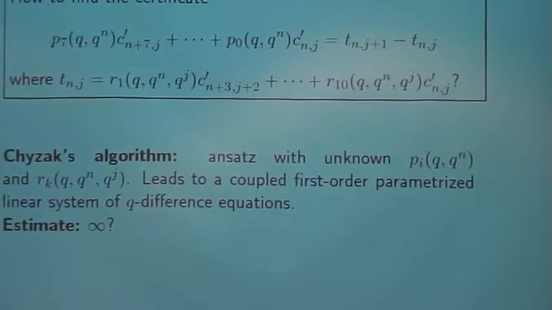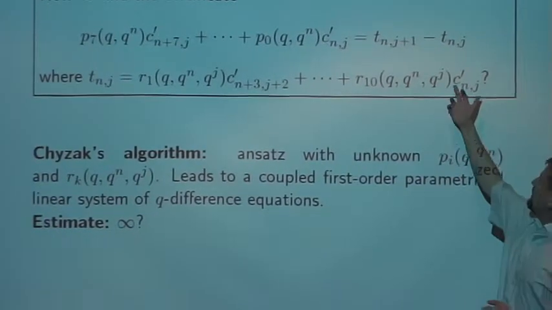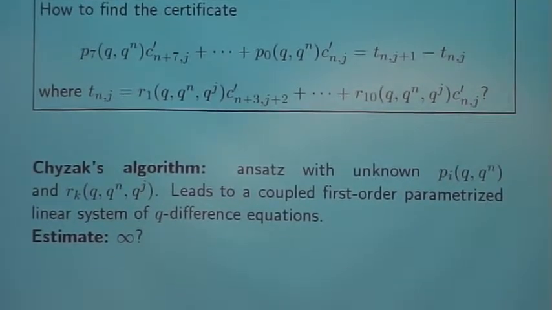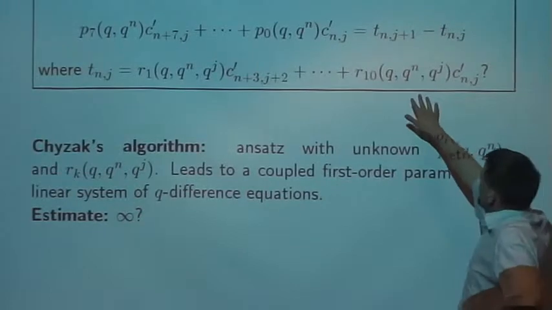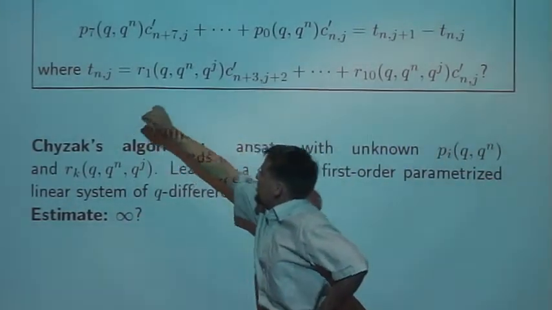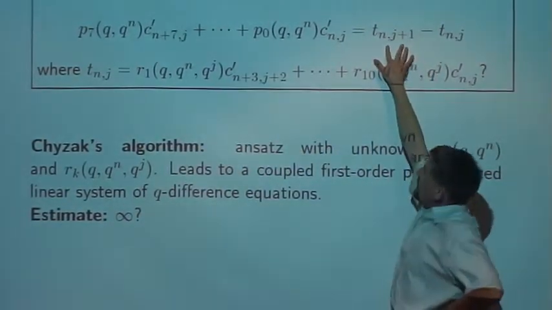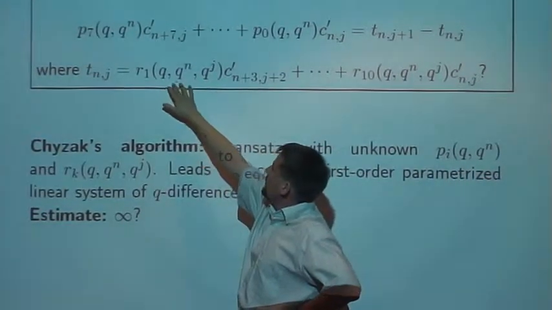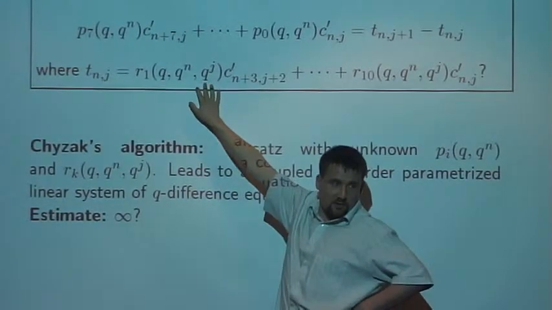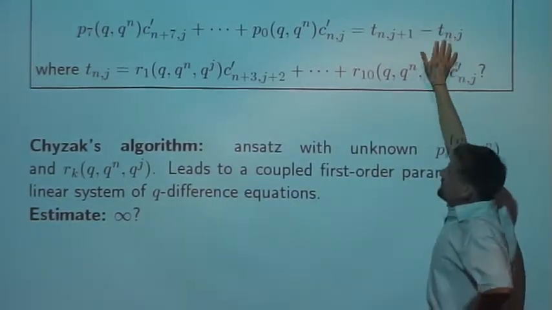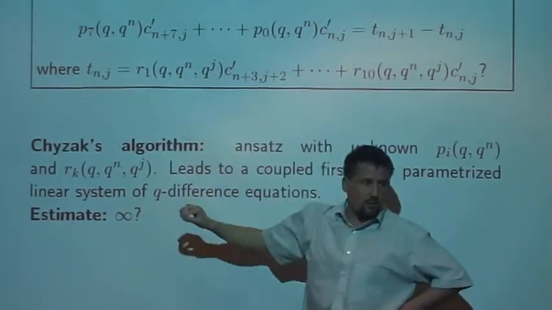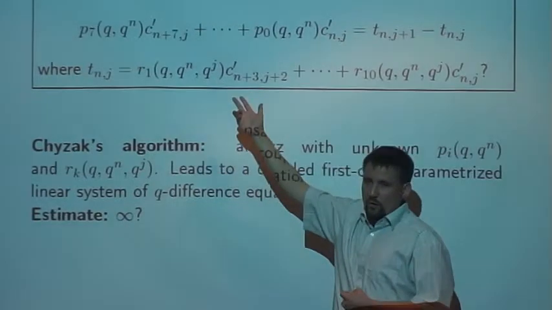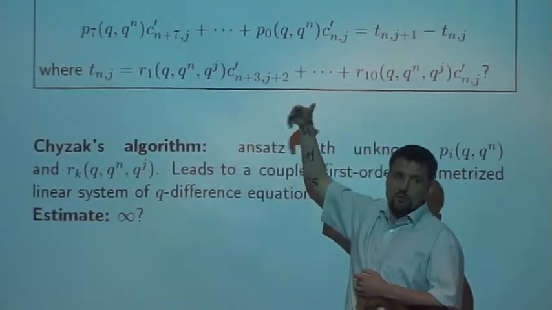Something, and the ansatz just keeps these rational functions that we have on the right hand side as unknowns. Now observe what happens if you plug in t and j here. We have here a t and j plus 1, so we get r1 q to the n, q to the j plus 1, and also from this term we get an r1 with the original variable. So each of these unknowns occurs with q to the j and with q to the j plus 1.